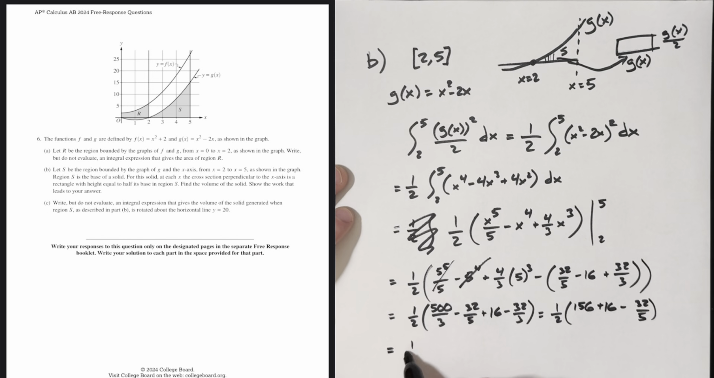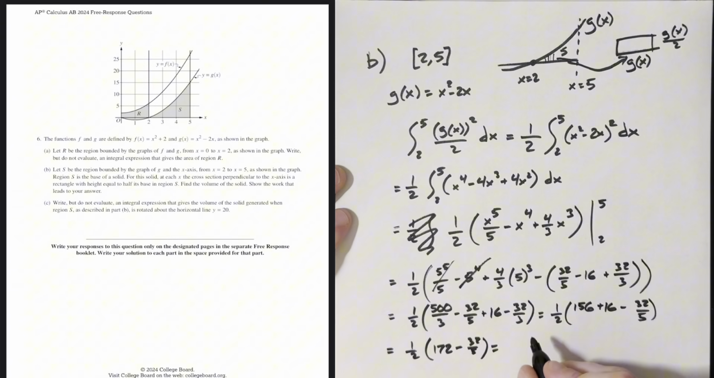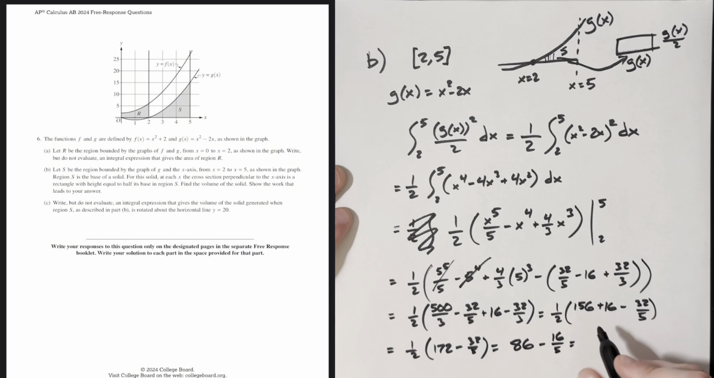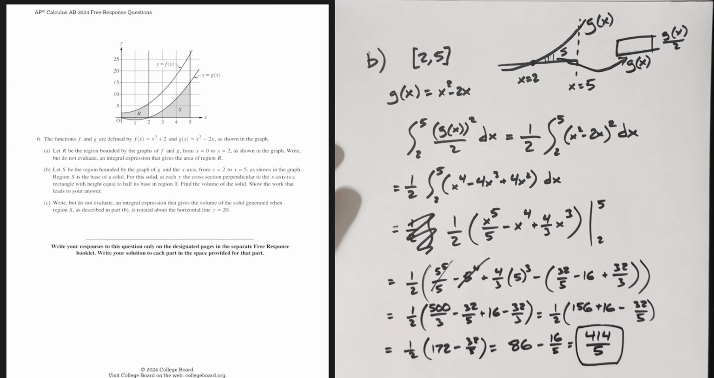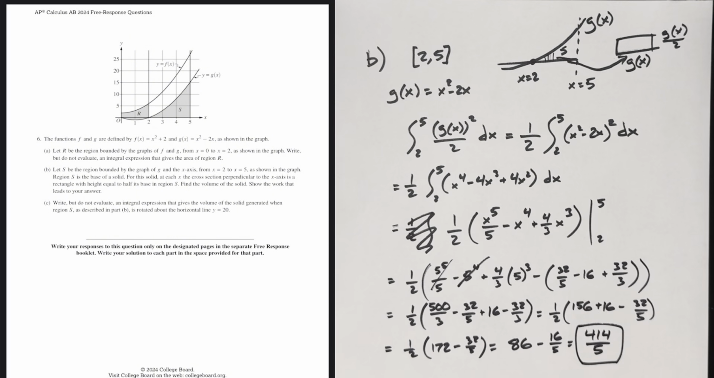But this will equal 1/2 times 172 minus 32 over 5. If I finally distribute this 1/2, it'll give me 86 minus 16 over 5, which gives us a final value of 414 divided by 5. And that is my final answer.